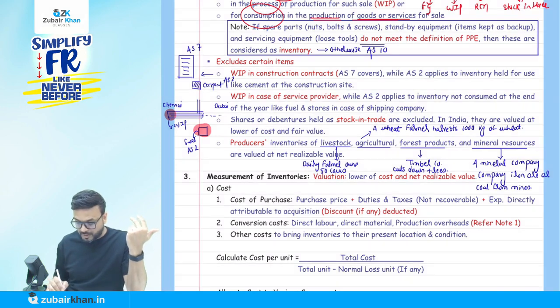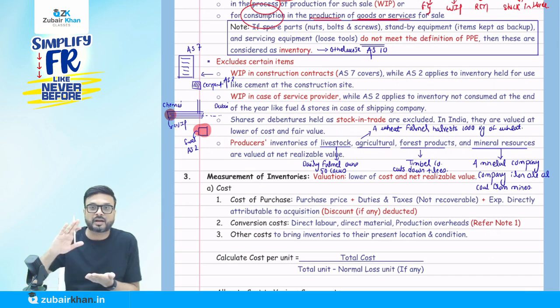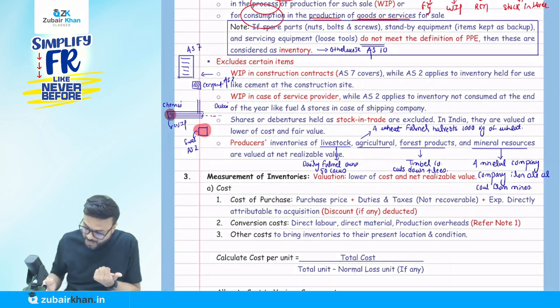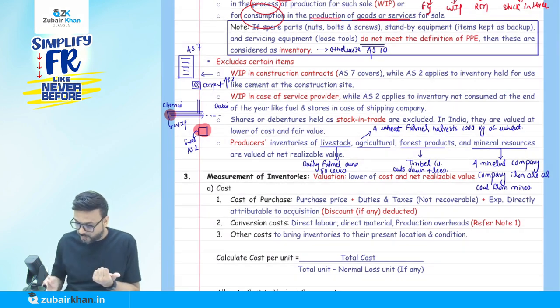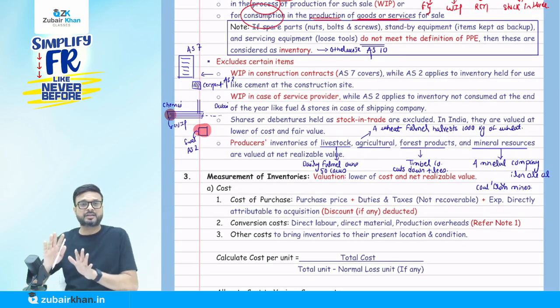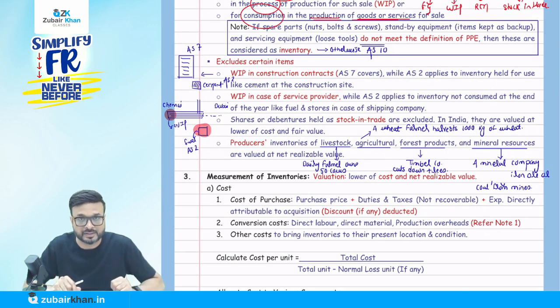Forest products, like a timber company cutting down trees, will also not be covered under Accounting Standard 2. And mineral resources, like a mineral company extracting iron ore or coal from mines, will also not be covered here. So they say producers' inventories of livestock, agricultural produce, forest products and mineral resources are generally valued at NRV, but they are not covered under Accounting Standard 2.